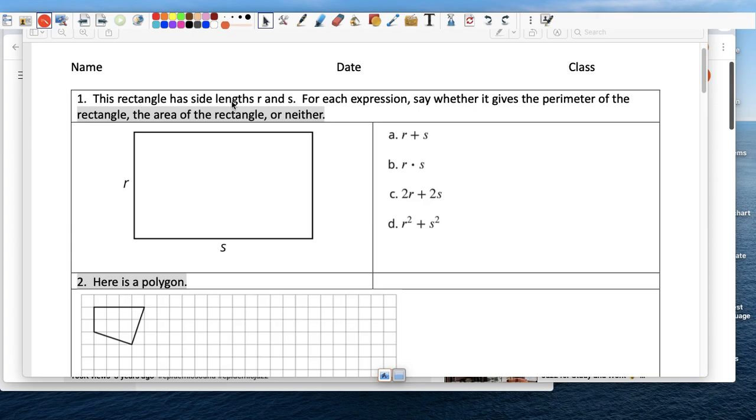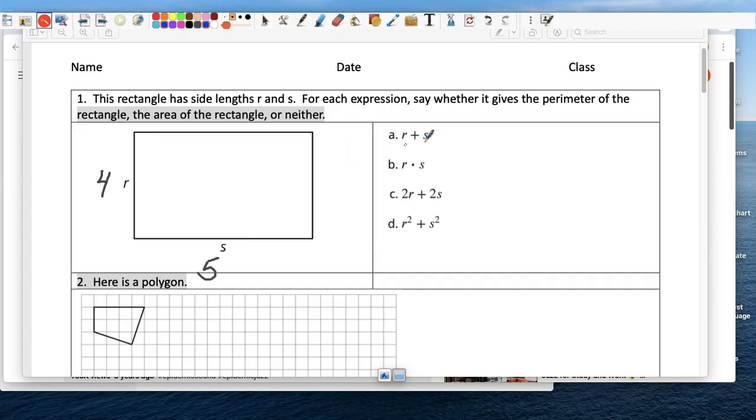The rectangle has side lengths r and s. For each expression, say whether it gives the perimeter of the rectangle or the area of the rectangle or neither. So there is here, let's call it length and width. This is the length and this is the width, and the width is r and the length is s. Now, if you don't like those letters, give them numbers. Let's pretend that's 4. Let's pretend this is 5. That's fine too. I won't tell anyone.